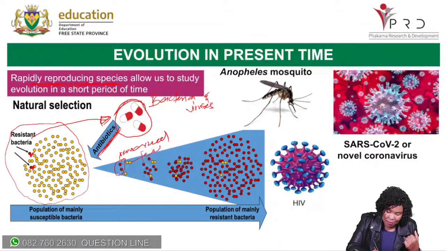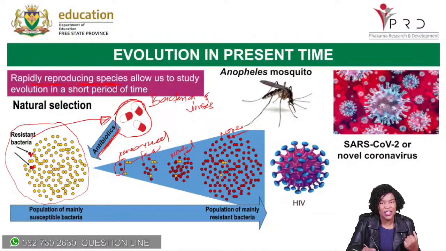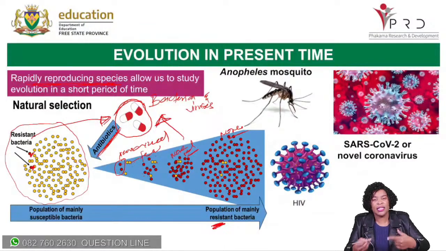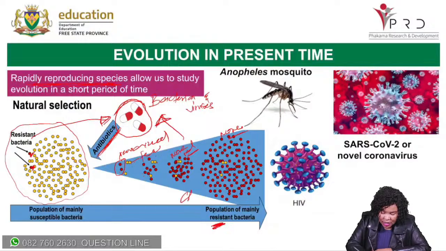The red ones are becoming more and more. Meaning, when they are becoming more and more, what are they doing? They are reproducing, and they are becoming even more resistant to the antibiotics. So meaning, as they are reproducing, they are changing.